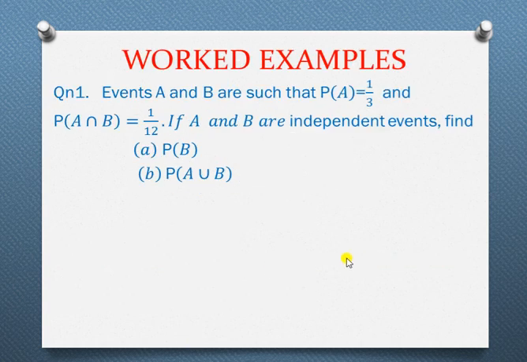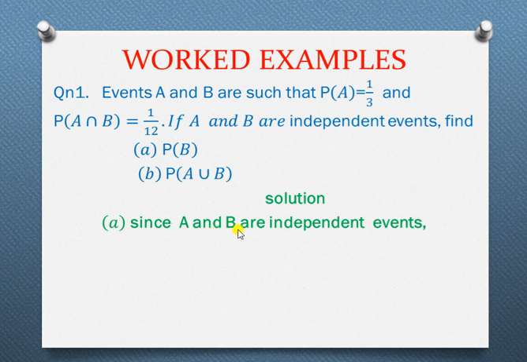Example number 1. Events A and B are such that probability of A equals a third and probability of A intersection B equals 1 out of 12. If A and B are independent events, they have defined them clearly as independent events. Find part A the probability of B and part B the probability of A union B. Let's look at the solution to this.